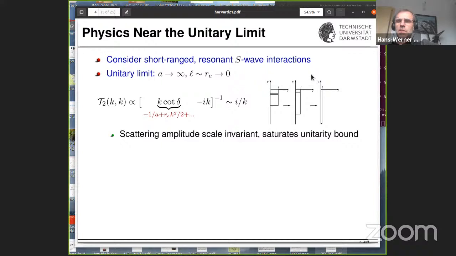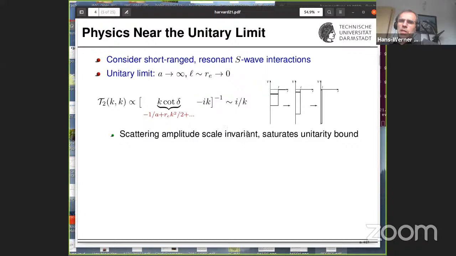The name comes from the fact that if you look at the scattering amplitude for two particles, so these are non-relativistic particles, this can always be written as 1 over k cotangent delta minus ik, where k is the relative momentum of the particles and delta is the scattering phase shift.